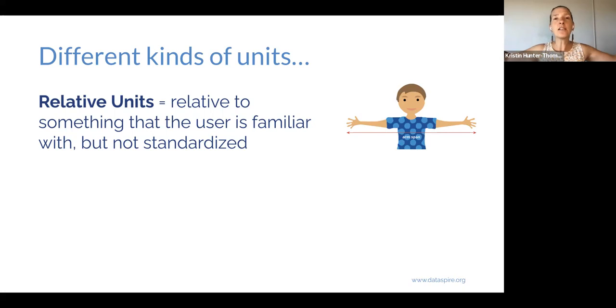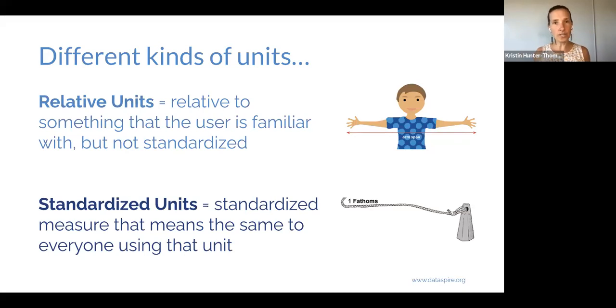It's relative to something that you or the user or that I am familiar with. The key thing is, though, that it is not standardized. So my arm span will be different than yours and will be different than your students'. And that's okay as long as we talk about it in terms of Kristen's arm spans or your name's arm spans. It gets a little tricky though if we're trying to make comparisons or pool our data across lots of different people's arm spans. Hence standardized units.